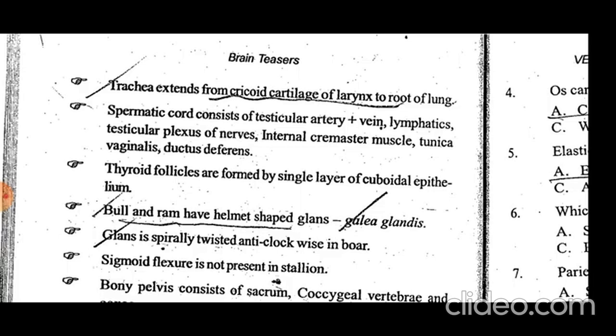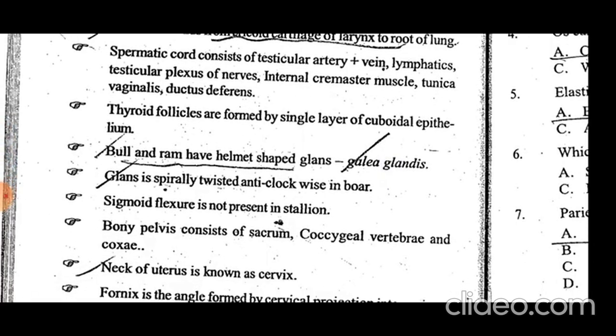Thyroid follicles are lined by a single layer of cuboidal epithelium. Bull and ram have helmet-shaped glands called galea glandis. Glans is spirally twisted anti-clockwise in boar. Sigmoid flexure is not present in stallion, horses, humans, etc. Bony pelvis consists of sacrum, coccygeal vertebrae, and os coxae. Os coxae is made up of 3 bones: ilium, ischium, and pubis. Os coxae plus the sacral and coccygeal vertebrae makes the bony pelvis.